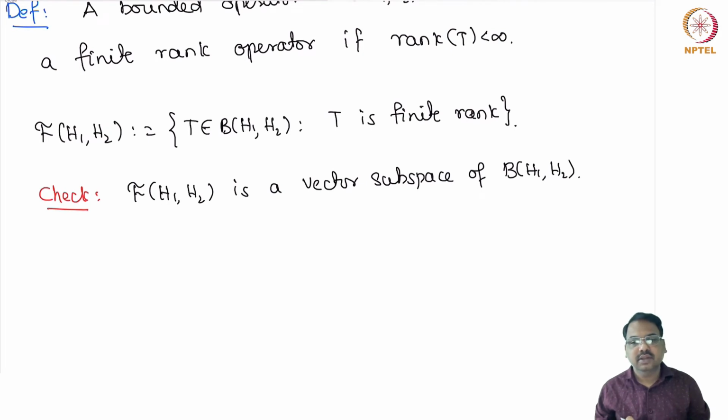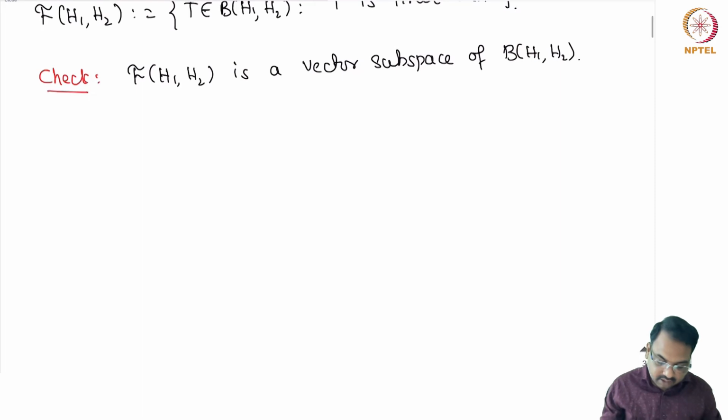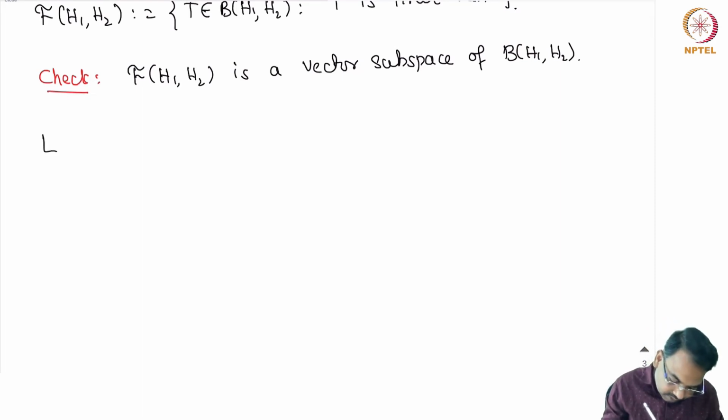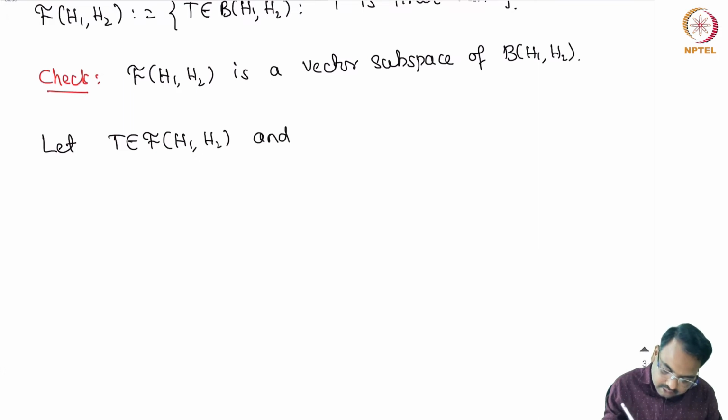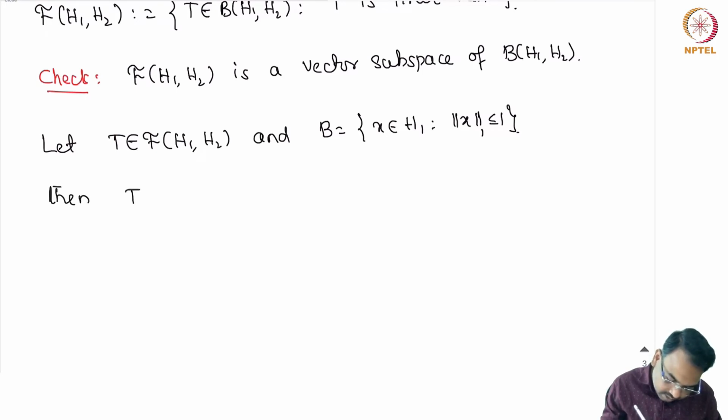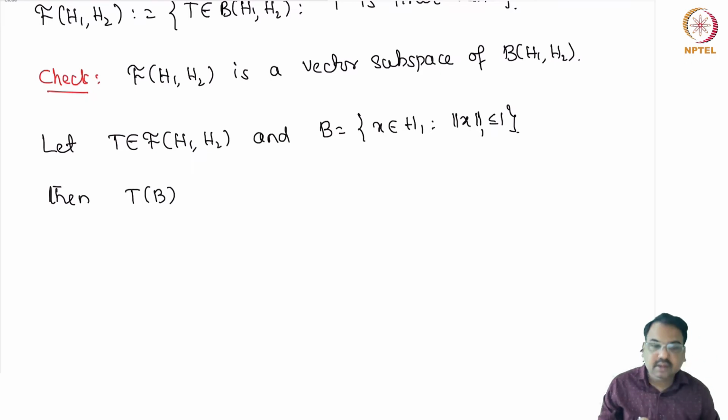Since the range is finite dimensional, if you look at the closed unit ball in the range, then it is compact. So if you take a finite rank operator, so let us take T to be a finite rank operator, and B the closed unit ball of H1, then we can say that T of B is pre-compact.